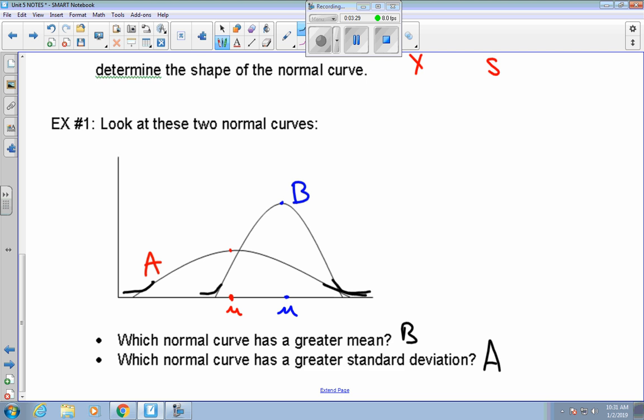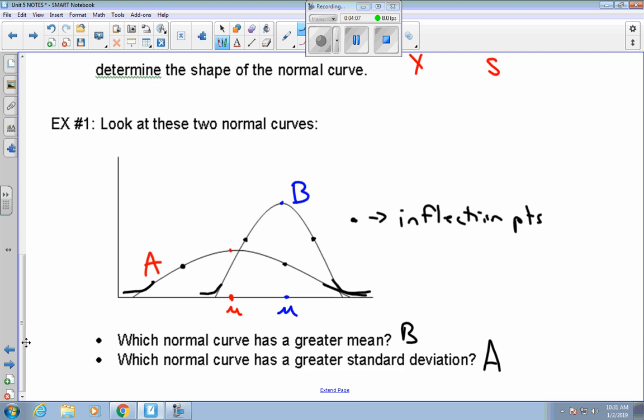Now, inflection points, what does that mean? It is difficult to see on these curves. The ones in the book are a lot easier to see. So we're just going to say maybe here and approximately there and there. These are your inflection points. When you look at your notes, the inflection point occurs at 1 standard deviation away from the mean.